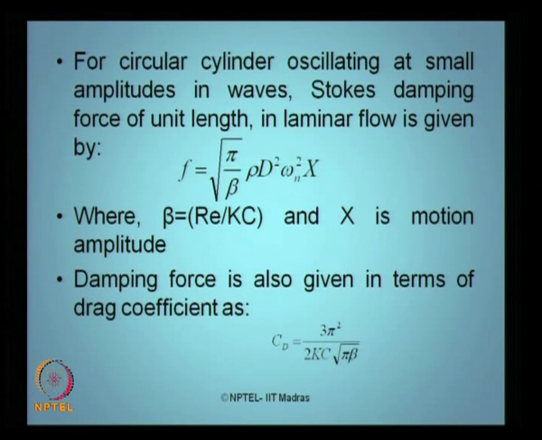We can also find damping in terms of a varying drag coefficient as given by this expression here, which is also available in the literature as an alternative method of computing damping in terms of its drag coefficient. You can use a modified drag coefficient which can account for hydrodynamic damping in a given system, which is given by the following expression, where CD is given by 3 pi square by Kc, Kc standing for Keulegan-Carpenter number here.